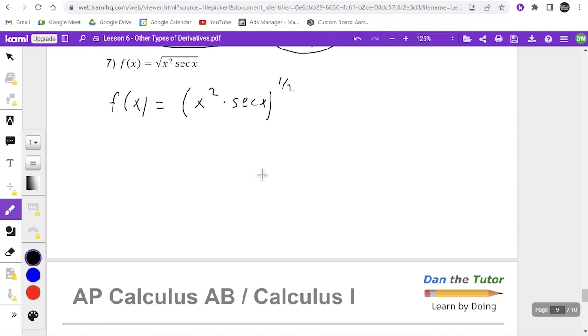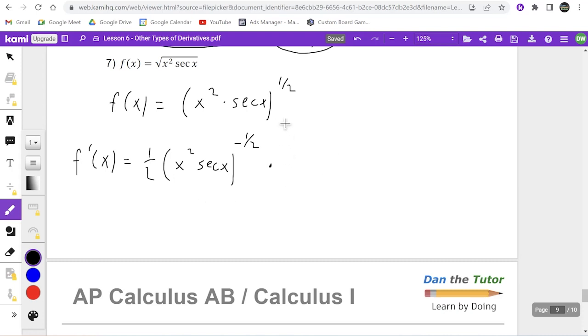And then, if I want to take this derivative, I'm going to use the chain rule. If you remember chain rule, you have to do the derivative of the outside first. So f prime of x equals, pull that 1/2 down. Don't take the derivative of the inside yet. Just write it again, x squared secant x, and then that's raised to the 1/2 minus 1 power, that's negative 1/2 power. And now we're going to multiply it by the derivative of the inside.